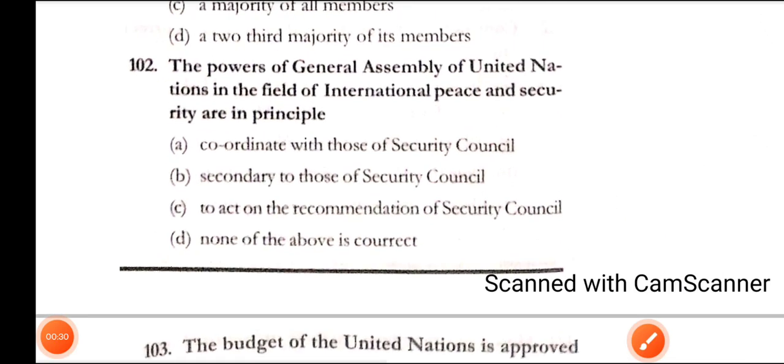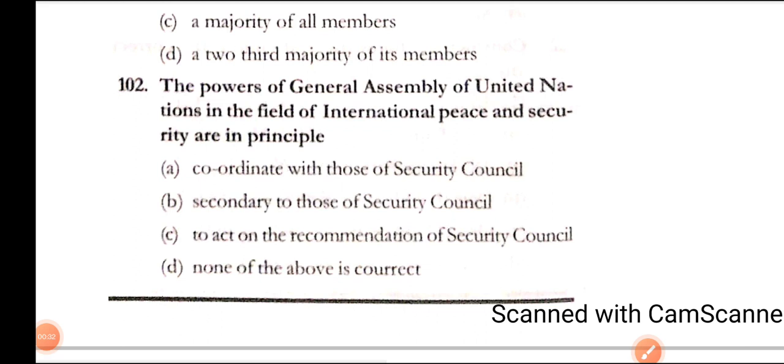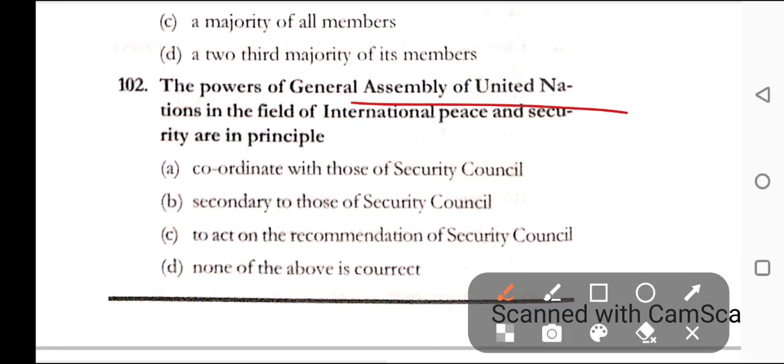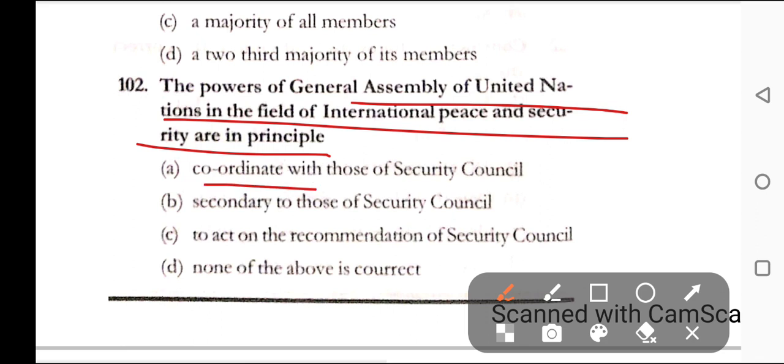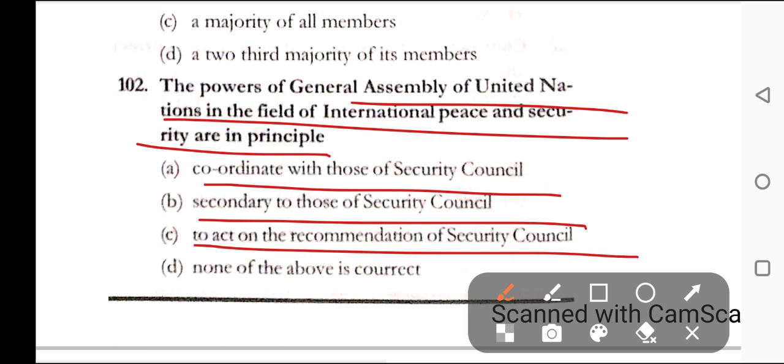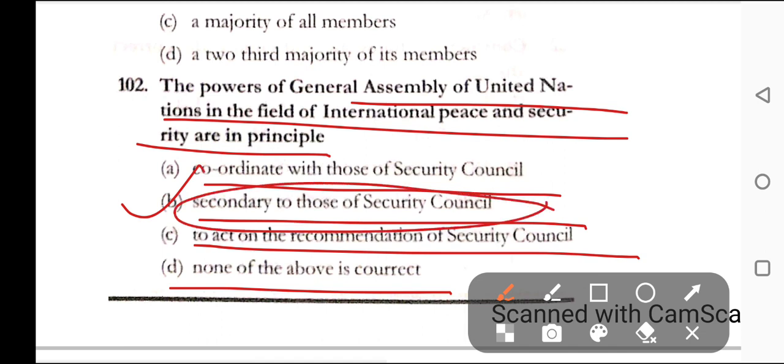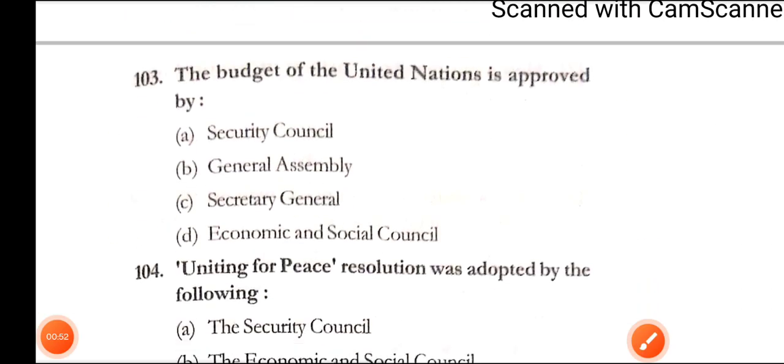Let us proceed to question number 102. The powers of the General Assembly of United Nations in the field of international peace and security are in principle option A, coordinate with those of Security Council, B, secondary to those of Security Council, C, to act on the recommendation of Security Council, D, none of the above is correct. Here in question number 102, correct answer is option B, that is secondary to those of Security Council.